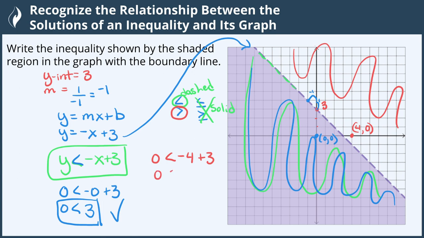And negative 4 plus 3 is negative 1. 0 is not less than negative 1. Negative 1 is smaller than 0. So this inequality is not true, which means that the point (4, 0) is not a part of the solution and should not be shaded. And that's exactly what we see in our graph here. It is not a solution and it is not shaded, which means we did one more verification that this inequality of less than is the correct direction, and we're all done.